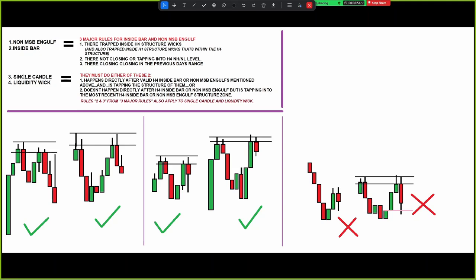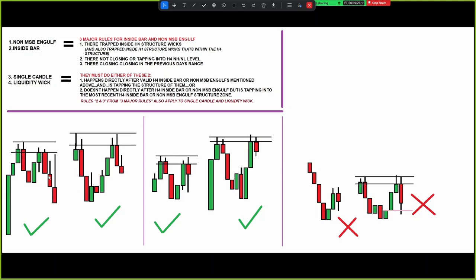Now let's look at single candle and liquidity wicks. For single candle and liquidity wicks, we have these two rules. One, it happens directly after a valid H4 inside bar or non-MSB engulf, as mentioned above, and is tapping the structure of the non-MSB engulf or inside bar. Or two, it doesn't happen directly after an H4 inside bar or non-MSB engulf, but it still taps into the most recent H4 inside bar or non-MSB engulf's structure zone. So what does that mean?